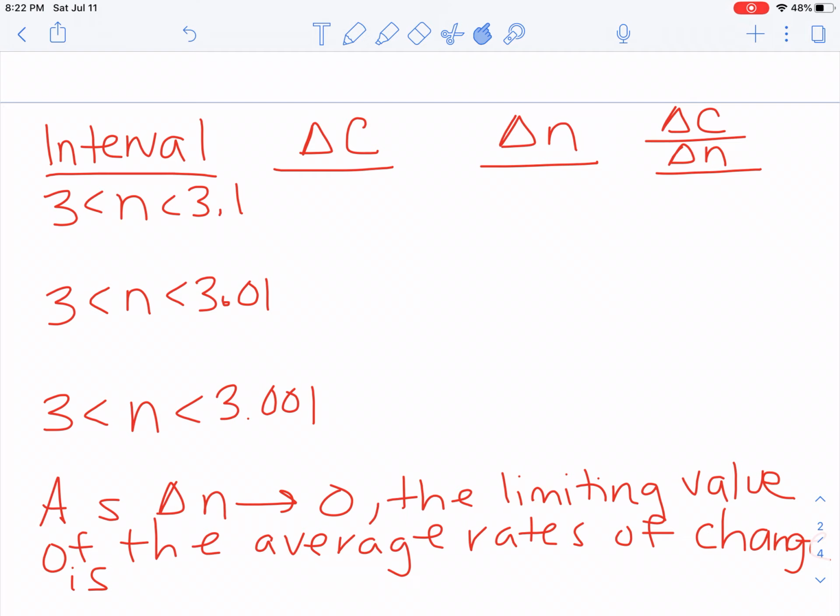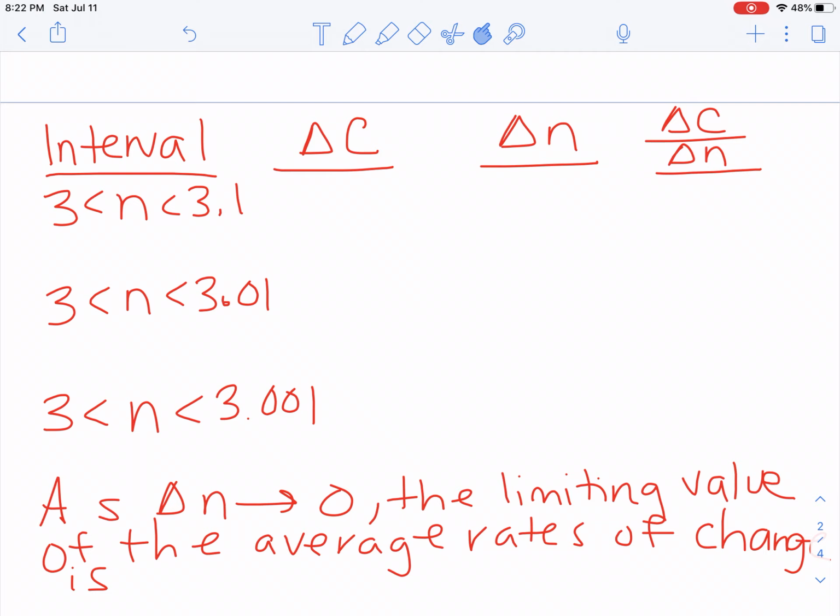For the purpose of this course, I would like you to either pick 3.1, 3.01, 3.001, or 2.9, 2.99, 2.999. Now we could check both, and that's probably better, but all you have to write down for me is just one side. So we're going to the right of 3, and we're picking 3 values. That's what I'm expecting to see, at least 3 values in our chart.